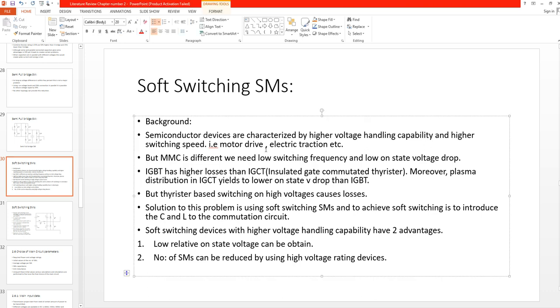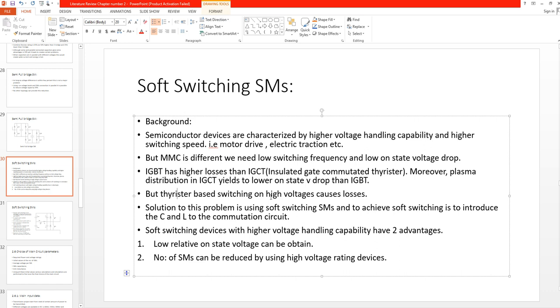As I discussed earlier, semiconductor devices were characterized in the past by higher voltage handling capability and higher switching frequency, but in MMC the scenario is very different. We need a very low switching frequency and a low on-state voltage drop. Research says that IGBT has higher losses than IGCT. IGCT is the insulated gate commutated thyristor. Moreover, the plasma distribution in IGCT yields a lower on-state voltage drop than IGBT. Because of this plasma distribution, IGCT has a lower on-state voltage than IGBT, so the losses in IGBT are higher compared to IGCT.